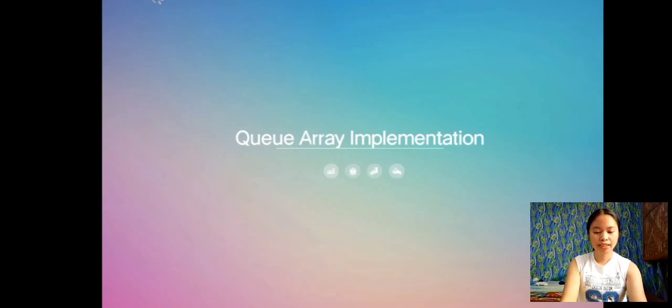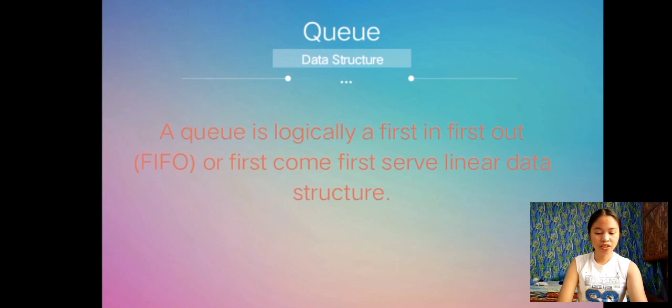So today, mag-discuss ta sa queue in array implementation in Java language. But first, let us discuss what is queue. So a queue is logically a first in, first out, or first come, first serve linear data structure.